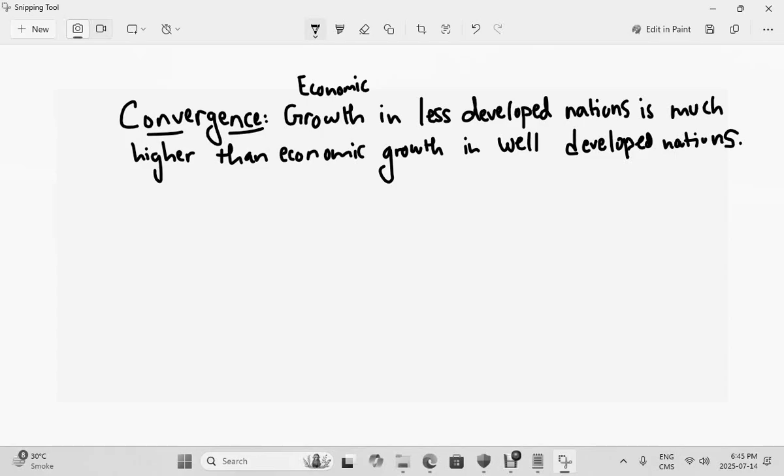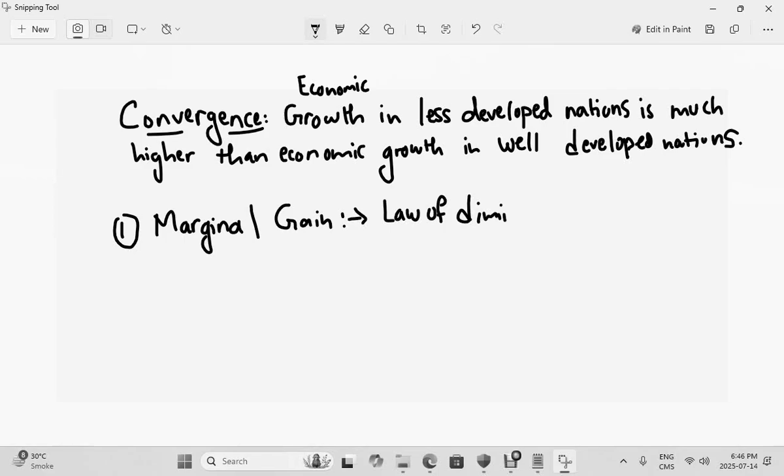All right. So as far as the theory of convergence is concerned, you have many factors that impact the economic growth of a less developed nation. Number one factor has to do with marginal benefit, or you can say marginal gain. And this goes back to our law of diminishing marginal utility and gain.